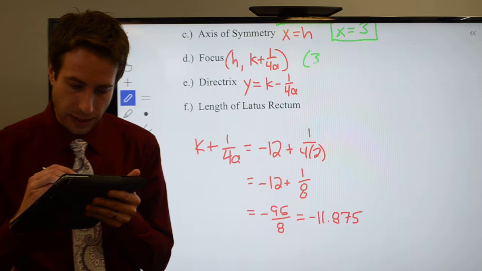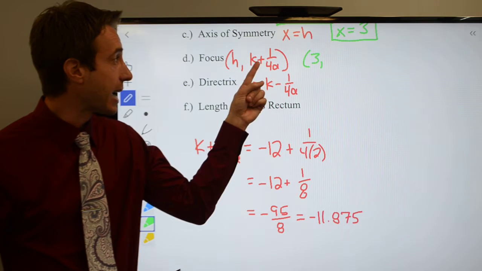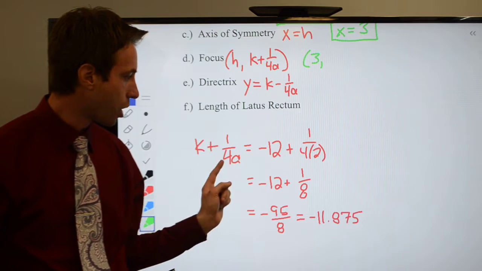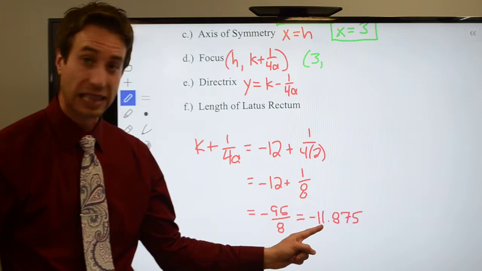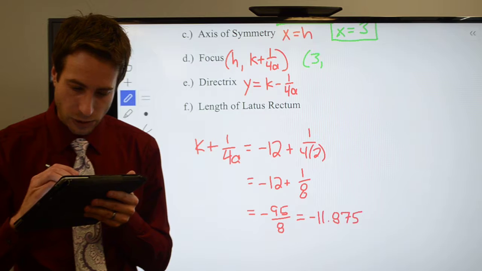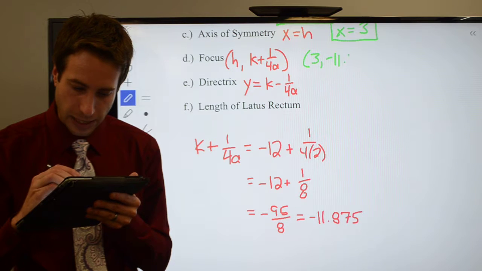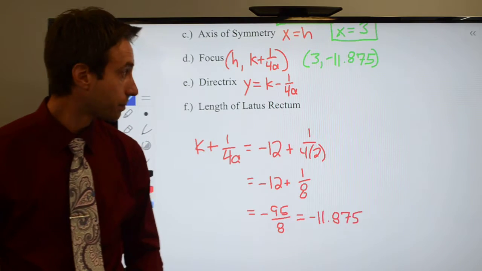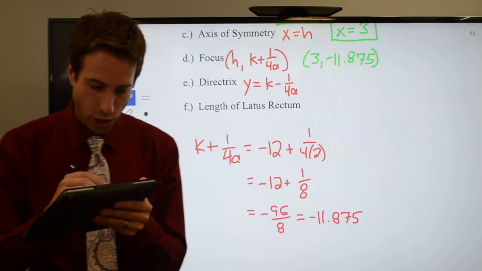So my focus is at H, which remember was 3. So 3, K plus 1/4A. Well, K plus 1/4A is -11.875. So the focus is 3, -11.875.